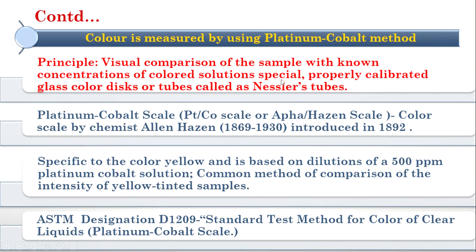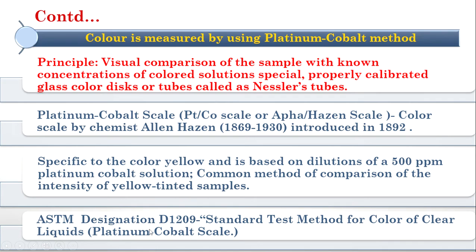Specially properly calibrated glass color discs or tubes called Nessler's tubes are used. Nessler's tubes are the tubes inside which this water is kept. The standard water as well as the sample is kept in two tubes. The platinum cobalt scale was introduced by a scientist known as Allen Hazen in 1892. This method is particularly used for yellow color, and it is a common method of comparison of the intensity of yellow tinted samples. The procedure for this method is given by ASTM.